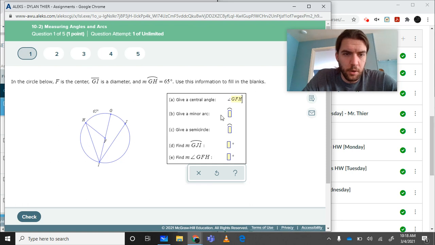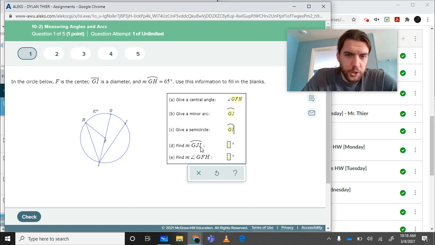Says give a minor arc. So I count 1, 2, 3, 4 different sections around the circumference that have been broken up. So there's 4 arcs. A minor arc would be any of the smaller ones, any of them that are less than 50%, which is actually, I think, all of them. It says give a semicircle. So the only semicircle I would see would be G to I, right? That's the only one that goes halfway around. For a semicircle, you need to go halfway around the circle.